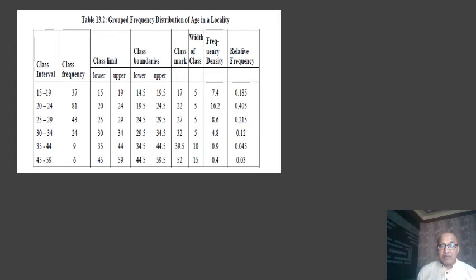What is histogram? Histogram is the most common form of diagrammatic presentation of grouped frequency data. It is a set of adjacent rectangles on a common baseline. The base of each rectangle measures the class width, whereas the height measures the frequency density.